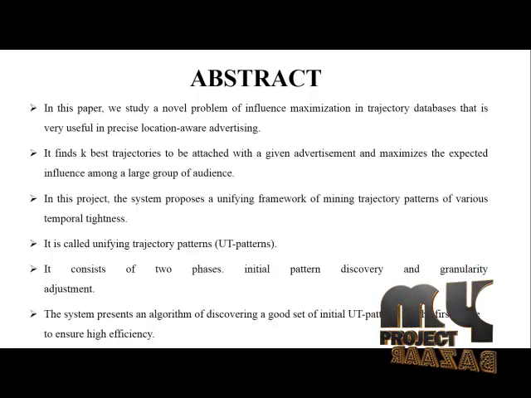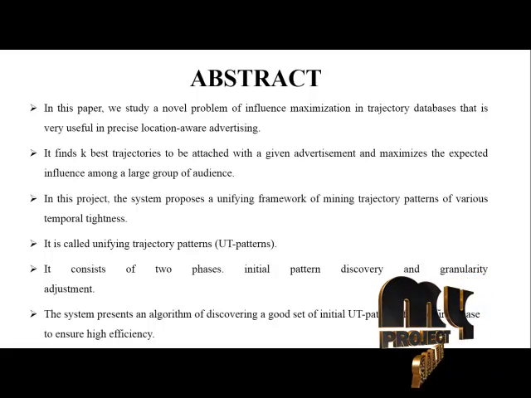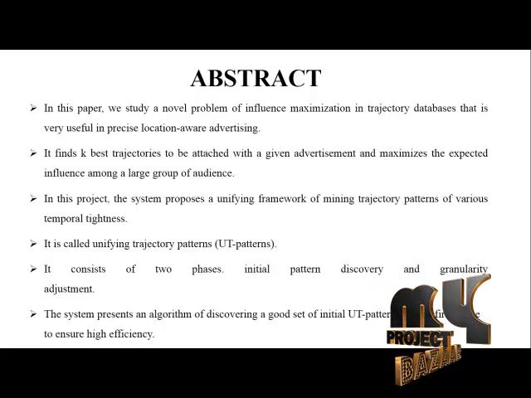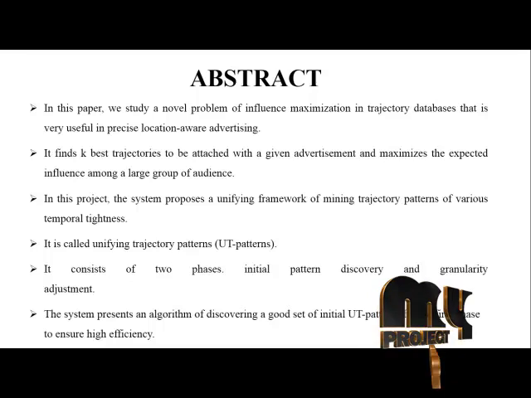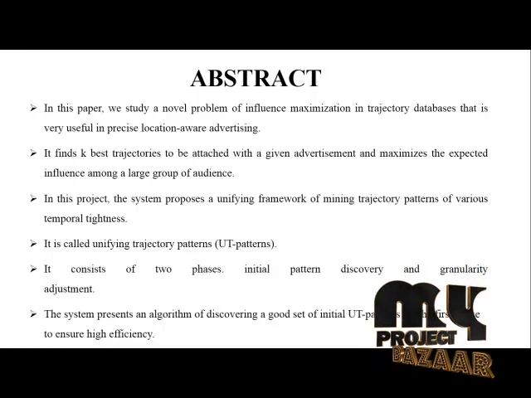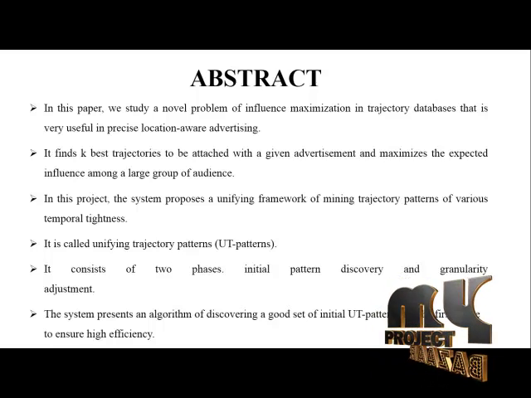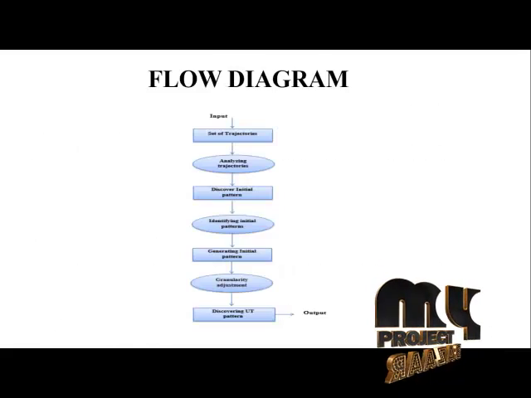In this project, the system proposes a unifying framework of mining trajectory patterns of various temporal tightness. It is called unified trajectory patterns. It consists of two phases: initial pattern discovery and gradual adjustment. The system presents an algorithm for discovering a good set of initial UT patterns for the first phase to ensure high efficiency. This is our data flow diagram.